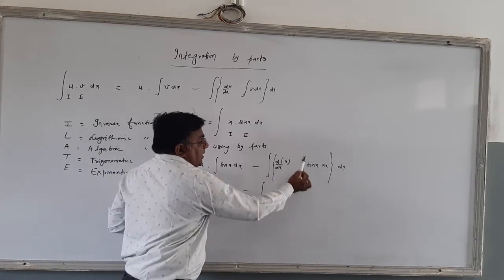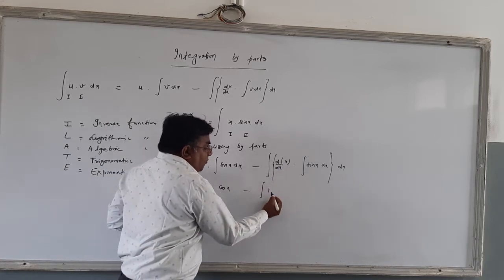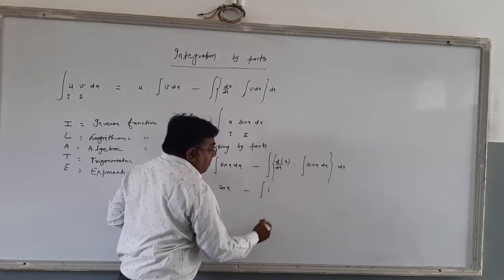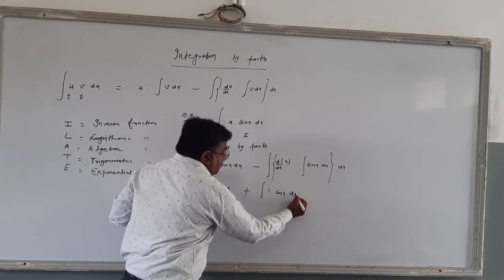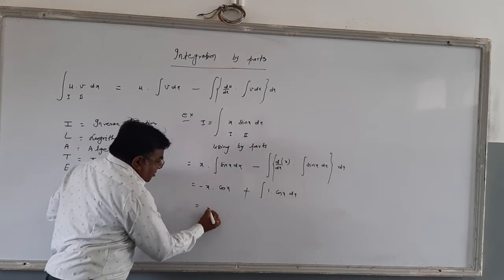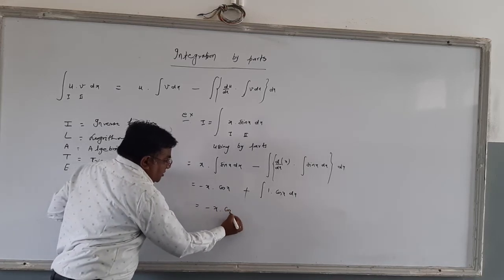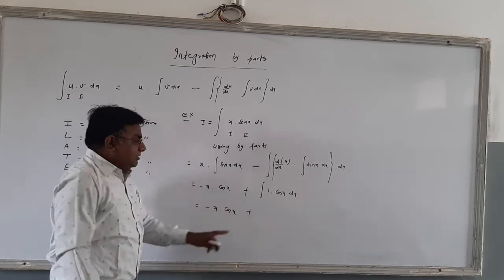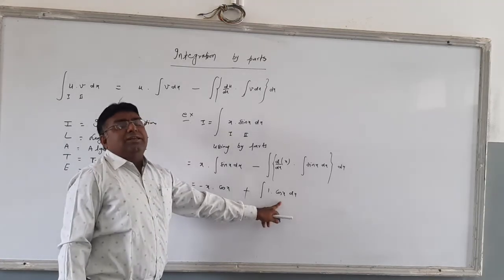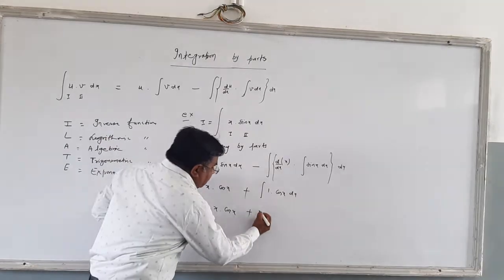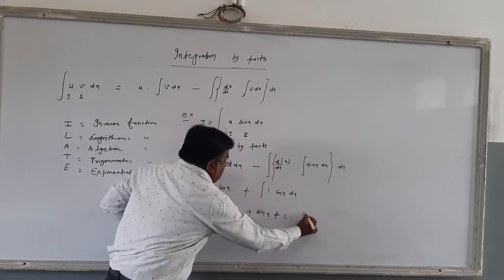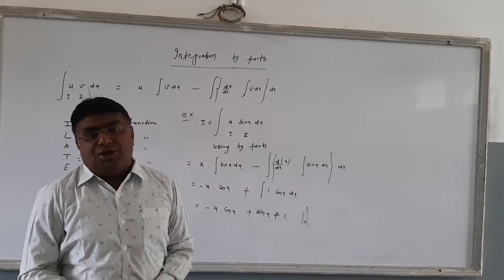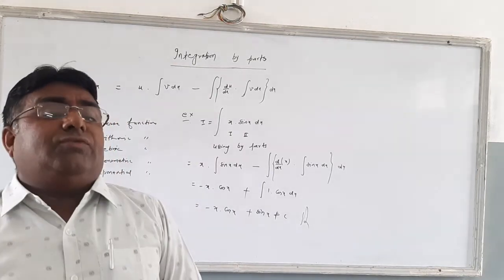First we will solve this part. What is the differentiation of x? That is 1. The integration of sin is minus cos. So minus minus is plus cos. Now the next step: minus x as it is, cos x as it is, plus as it is. Only cos x is left in the integration. What is the integration of cos x? That is sin x plus c. This is the answer.